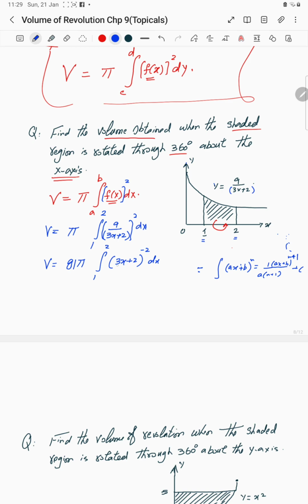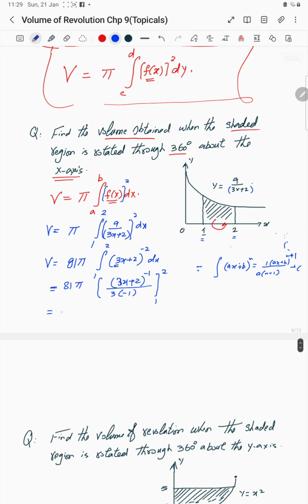So here a is 3, so I will write 81 pi, and it will be 3x plus 2. Once we add 1 to the power, it becomes -1, over 3 times -1. And because it's a definite integral, we will not put c, only the limits of the integral here.